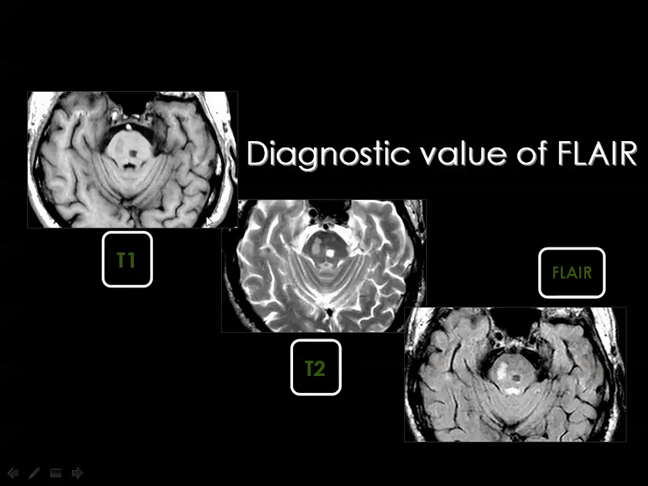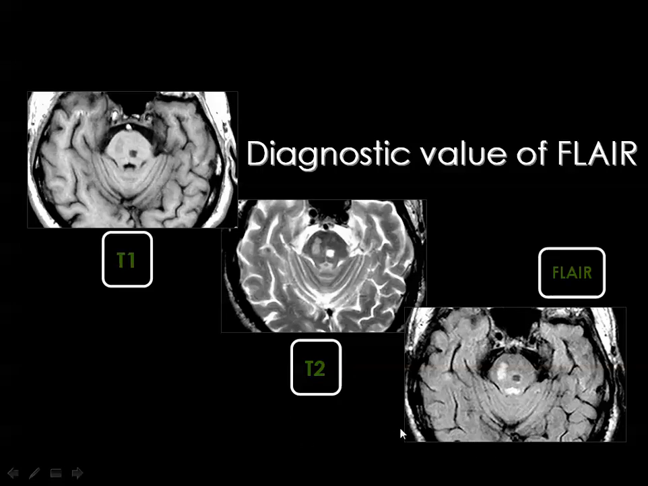Then if you look here, this is T1 weighted image, this is T2 weighted image, and this is FLAIR. In this patient we have two lesions in the brainstem. The lesions are infarcts. They appear of low signal in the T1, high signal in the T2. But because of the difference in the chronicity of these two infarcts, in the FLAIR images one is black and the other is bright.